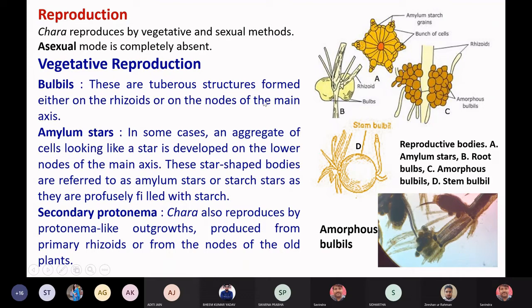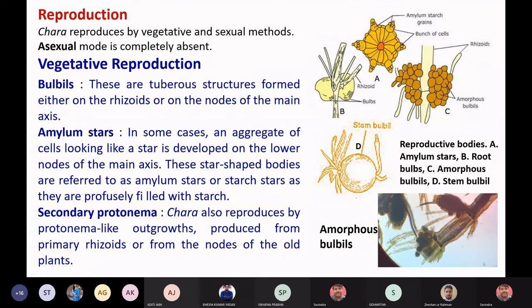Amylum stars, in some cases an aggregate of cells looking like a star. They develop on the lower node of the main axis. They are full of starch, meaning full of nutrition, and once there is some stress condition, at that time these star-shaped structures can remain in a dormant state, and when the environment is suitable for them, they will start germinating again.